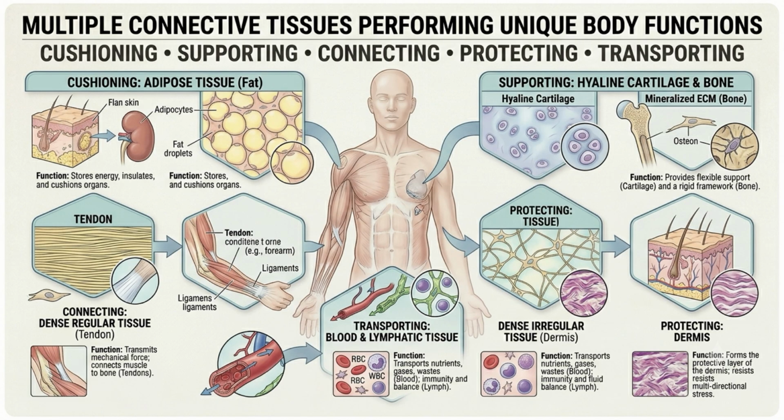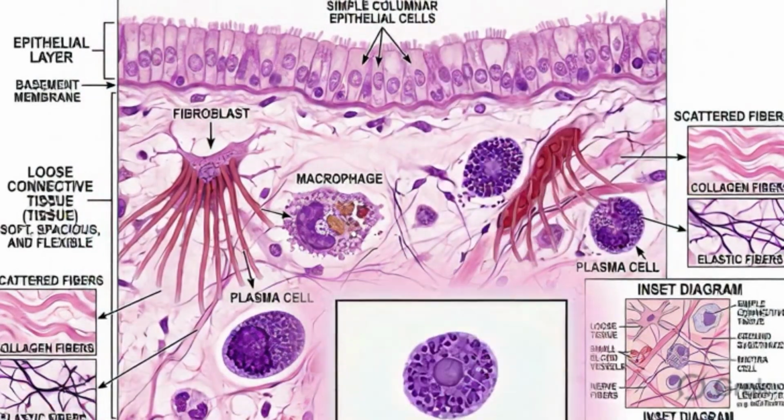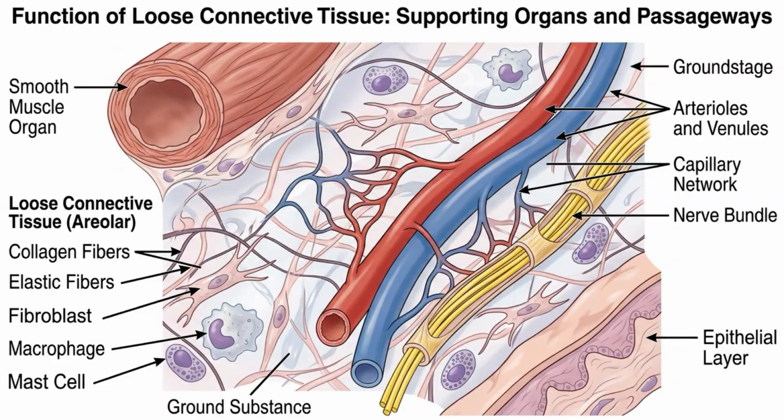By changing the composition, concentration, and arrangement of its matrix, connective tissue takes on dramatically different forms, each precisely adapted to a specific mechanical role.